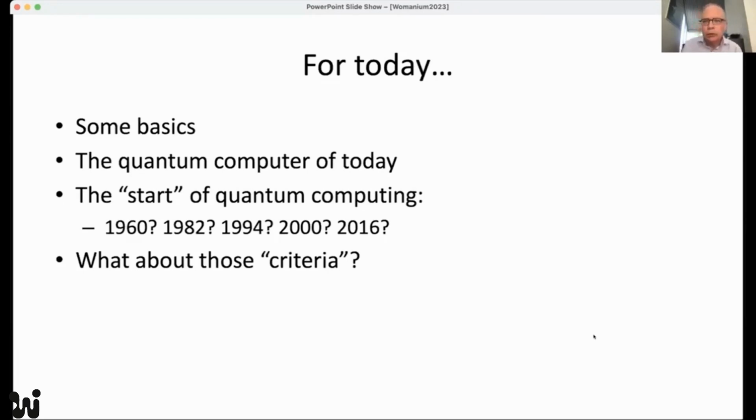Then I'll jump right to the present and show you maybe my favorite quantum computer of today, which may be a completely different one than the quantum computer of next year, but is worth looking at and trying to understand some of the features that have emerged.